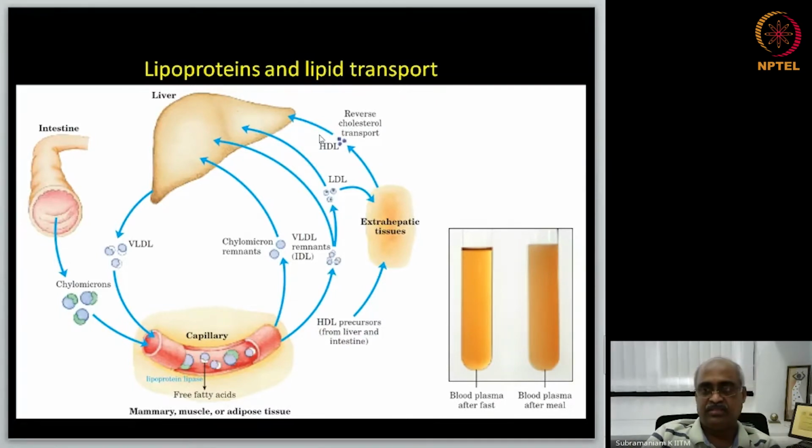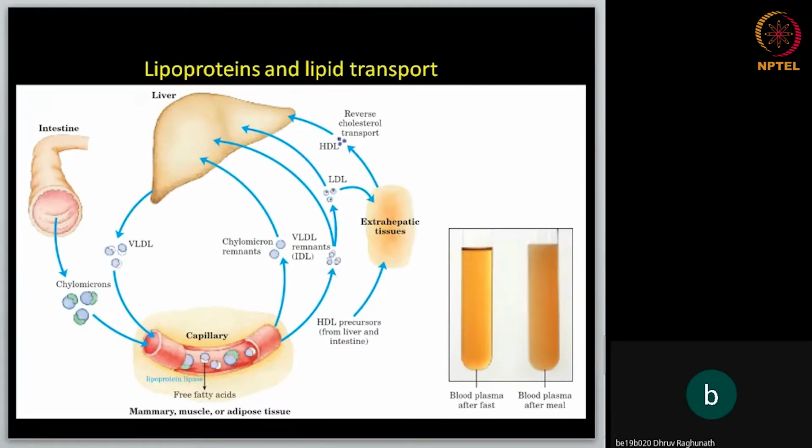Dhruv, did this answer your question? Yes, sir. But I had one more doubt. Yeah, go ahead. Why doesn't the LDL combine with the HDL, like all of them? Why is it not incorporated with the HDL so that it gets retransformed again?